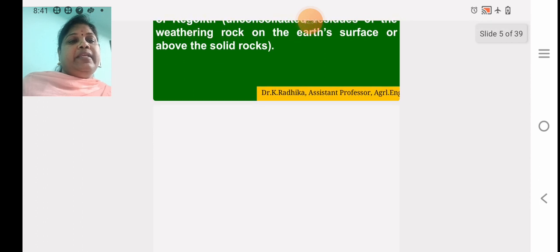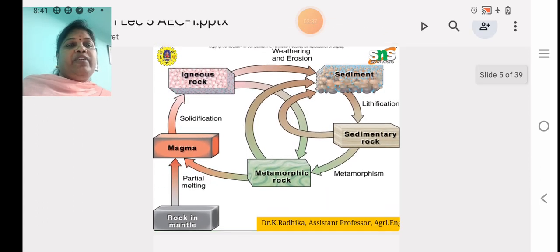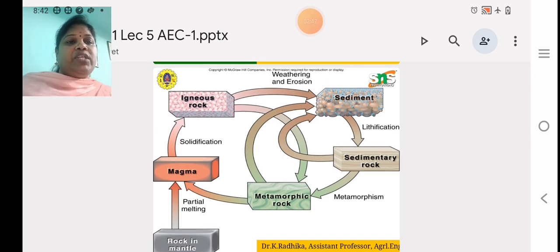Then let's see the cycle of weathering and erosion. First is the formation of igneous rocks, then sedimentation forms the sedimentary rocks. The sedimentary rock undergoes metamorphism to form the metamorphic rock, which undergoes partial melting to get the magma, and solidification of magma finally gives the igneous rocks.